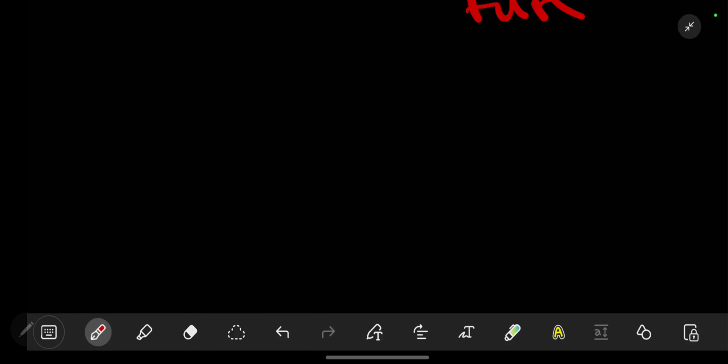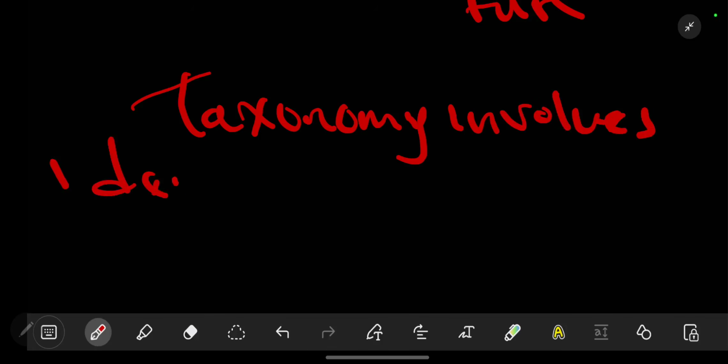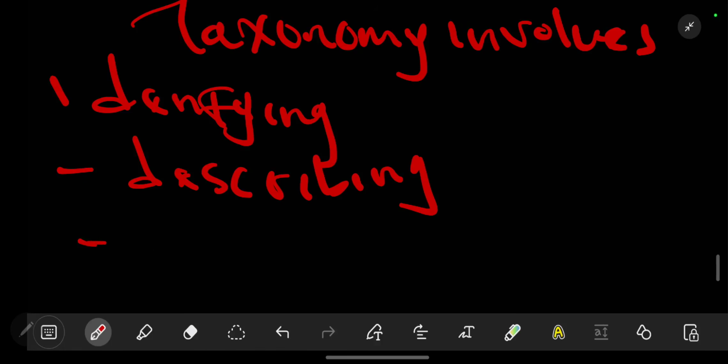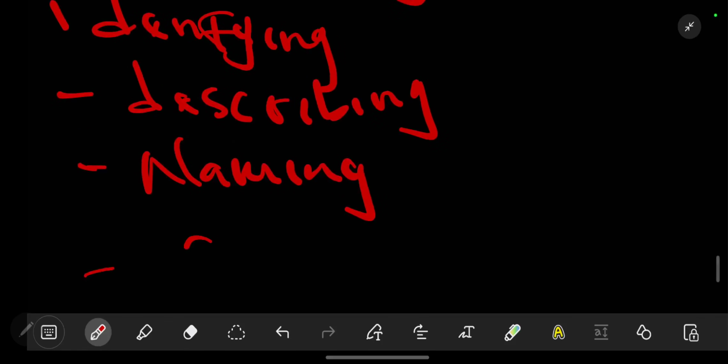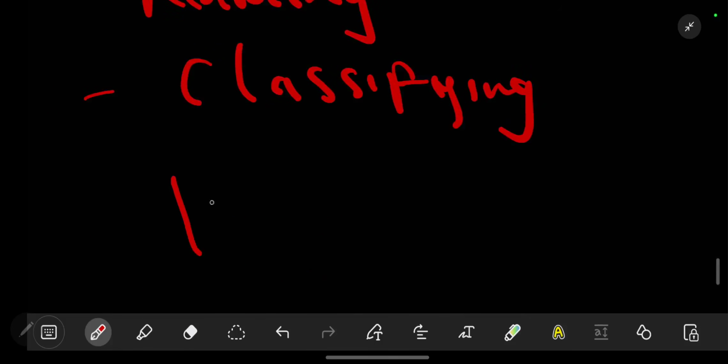So the study of taxonomy involves, as in the definition: identifying, describing, naming and classifying. Let's look at them. Let's begin with identifying.